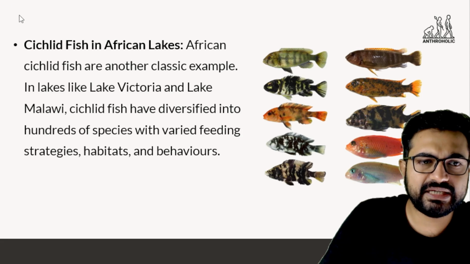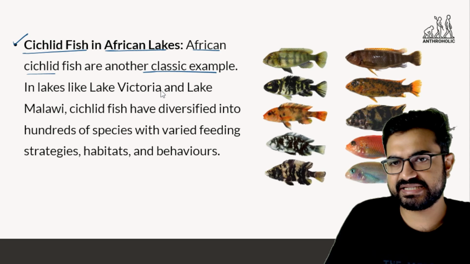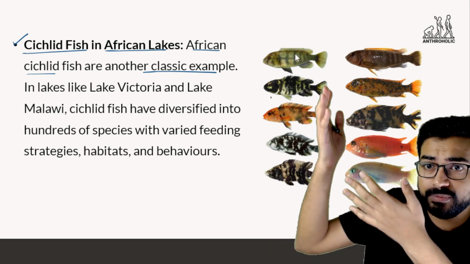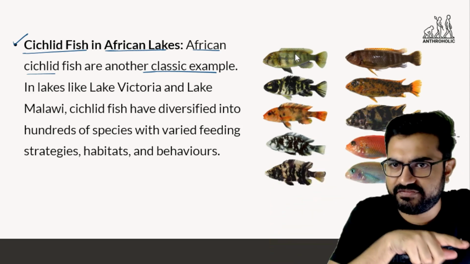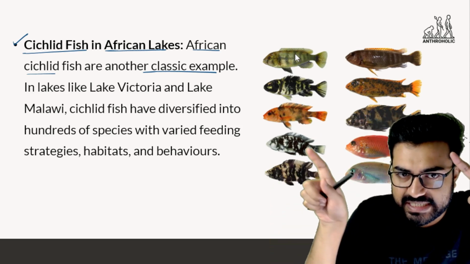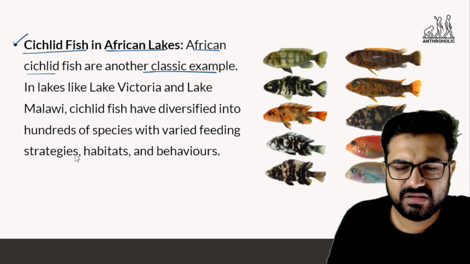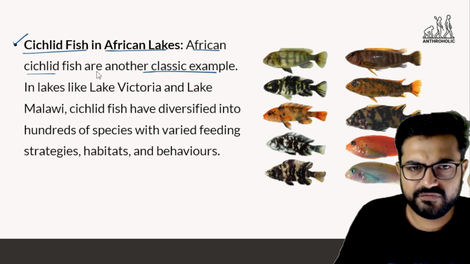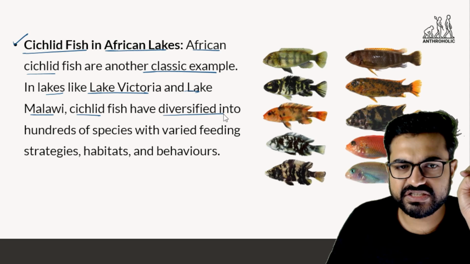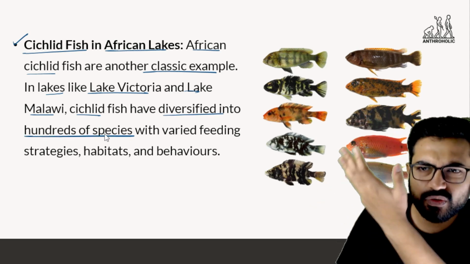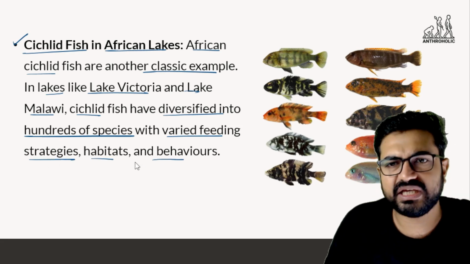Apart from this, there are cichlid fish in African lakes. African cichlid fish are another classic example of adaptive radiation. See, there are so many types, with various colors, all looking different from each other. Their fin shapes are different too, so many differences. Not only their appearances: in lakes like Lake Victoria and Lake Malawi, these cichlid fish have diversified into hundreds of species. These are a few representative ones. There are so many more with varied feeding strategies, habitats, and behaviors.